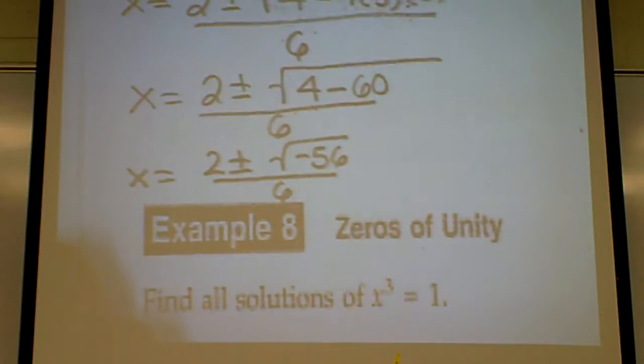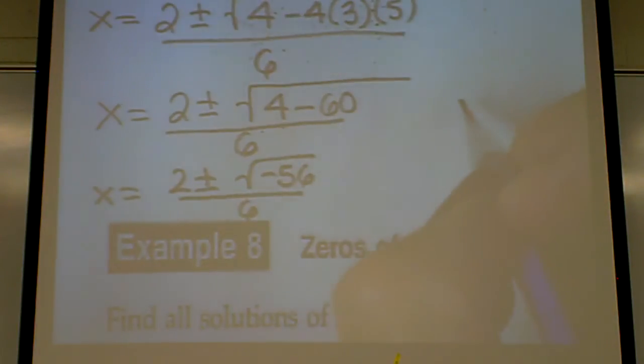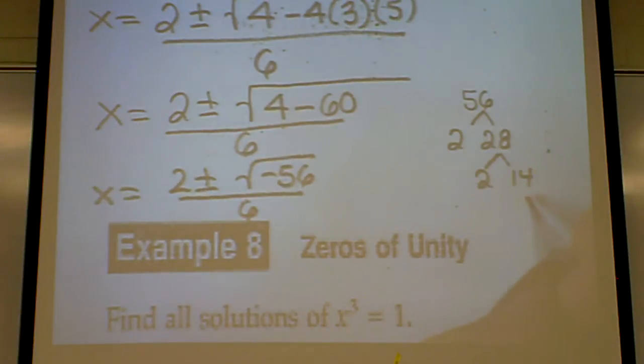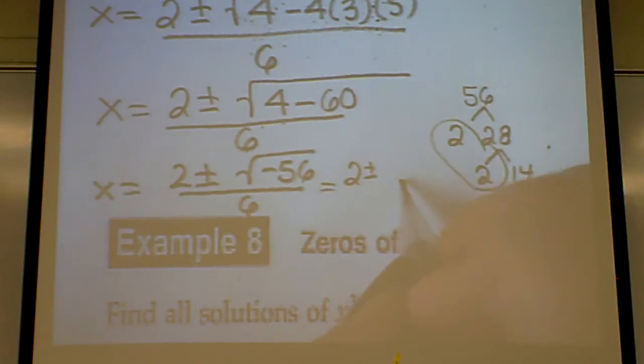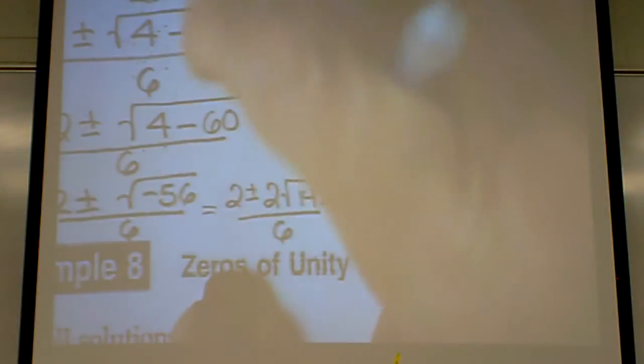And then simplify. Can you simplify 56? How do you break 56 up? Let's see. 2 and 28. 2 and 14. And 2 and 7. Did I do that right? So I could simplify this as 2 plus or minus 2 root 14i over 6. That's just how I do it, you can do it whatever way you want.